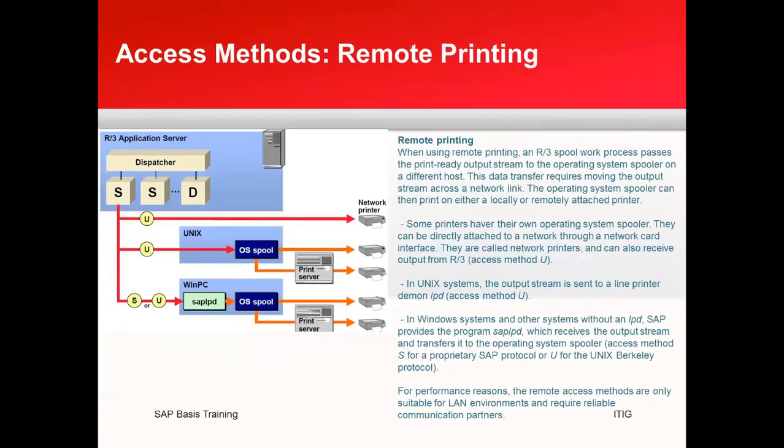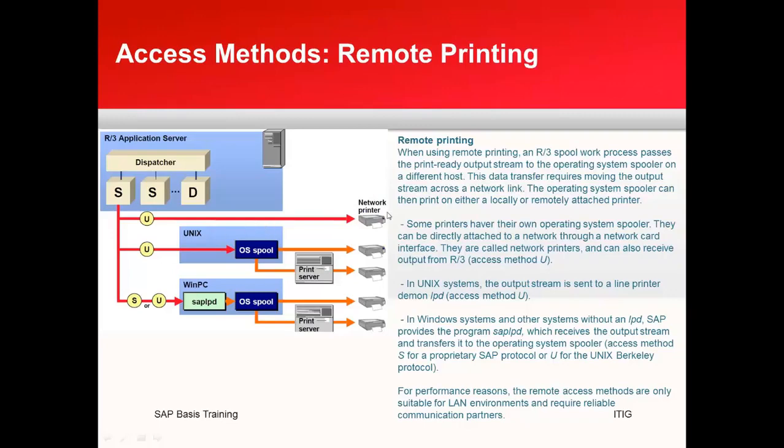Okay, in remote printing what happens is the R3 work spool process passes the printer ready output stream to the OS spooler running on a different host. Okay, so basically you can see that this is running on a different host. Okay, so that is the difference.